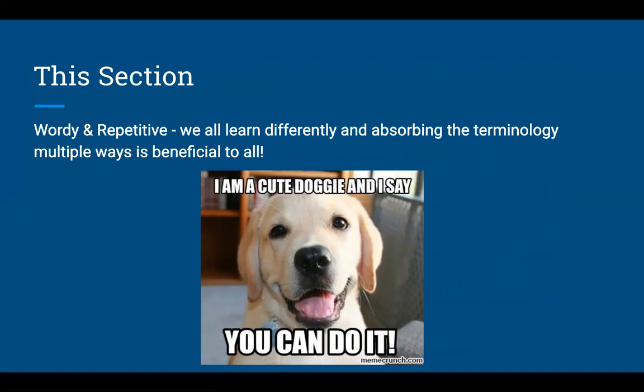The terminology in this section is wordy and repetitive. However, certain definitions might resonate better with certain learners, and we have a variety of learners. So just bear with us as we work through the terminology and get to the practice questions.